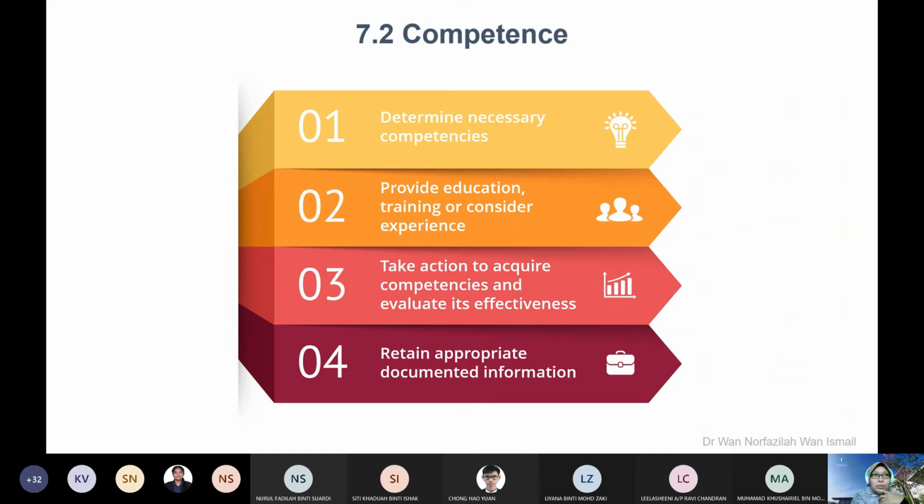Not only ergonomic, those things. Breastfeeding mother pun dia consider what are the requirement of breastfeeding mother. Okay, so they can provide the needs of this breastfeeding mother to ensure they are happy at work and can deliver a quality job. Sampai macam tu sekali kalau dia certified with ISO 9001.